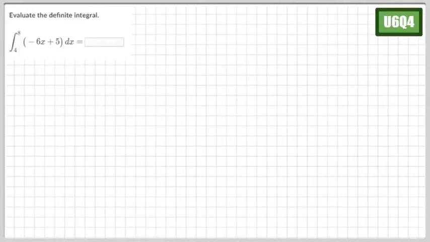All right, here's a definite integral. We've kind of done definite integrals already. Now, when we do this, we're going to use FTC 2, the fundamental theorem of calculus part 2. The fundamental theorem of calculus part 2 looks like this.